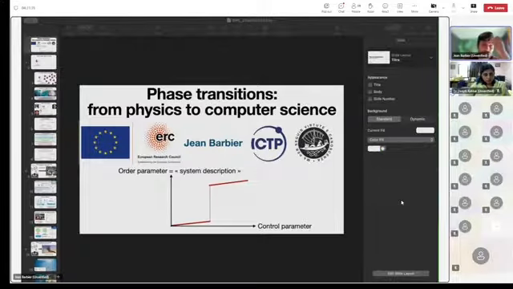Let me again connect. Let's start again from the basics, because my understanding is that most of you are not physicists. So I just want to make the connection with physics even more clear. In physics, you deal with atoms, molecules. They are very small objects, and you have tons of them.